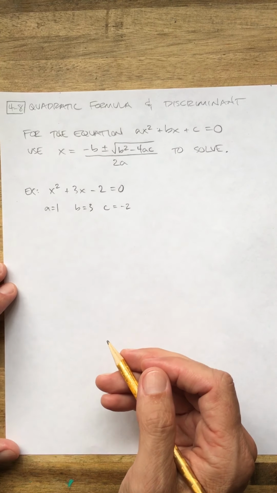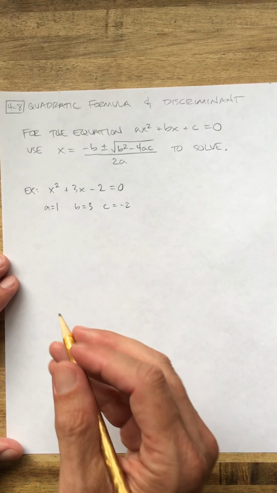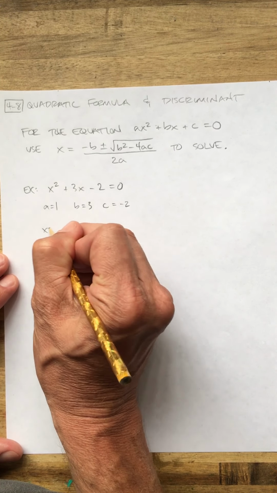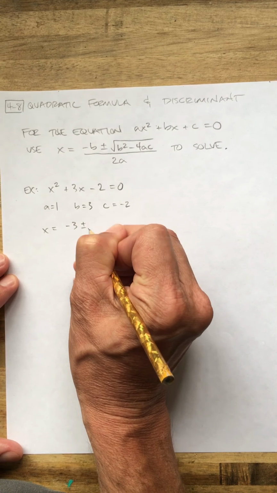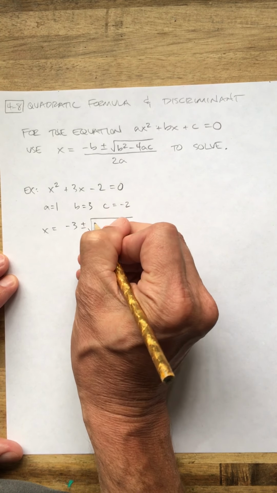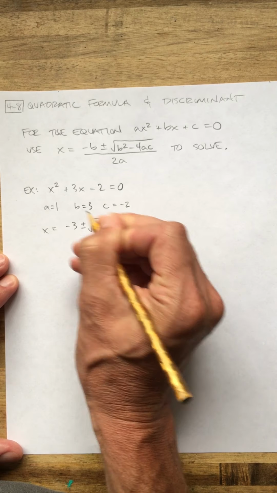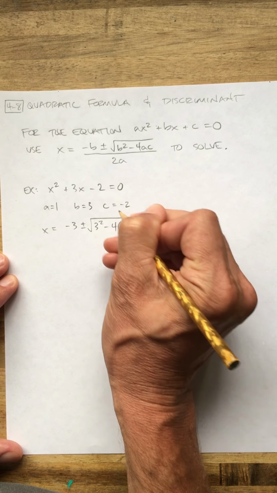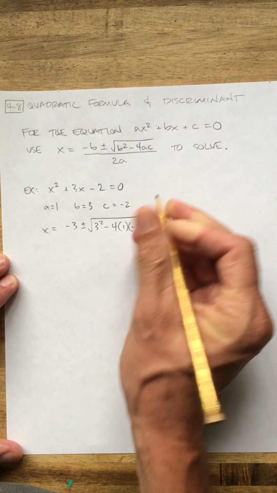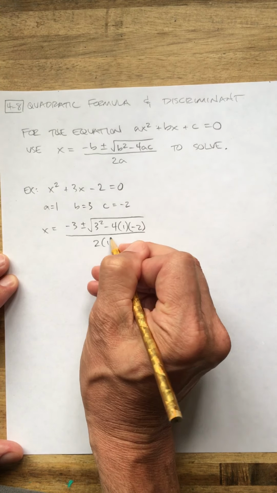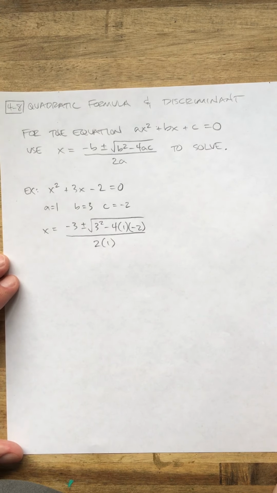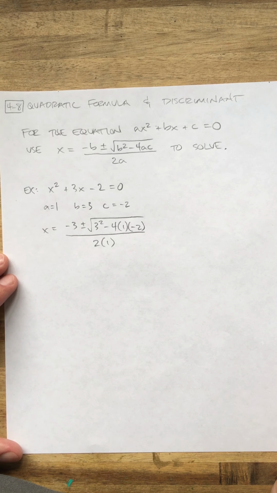And I don't know if you guys have sung the song before, but this is the song. X equals opposite B plus or minus the square root of B squared minus 4 times AC, all over 2A. Okay, that's a good song to know if you don't already.